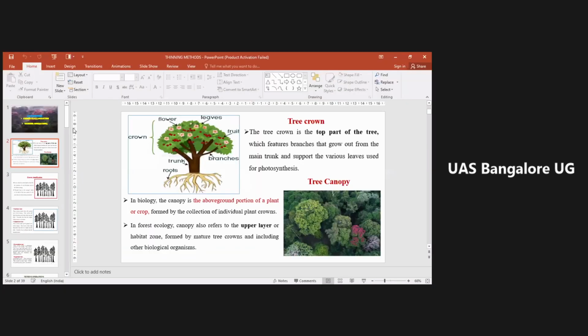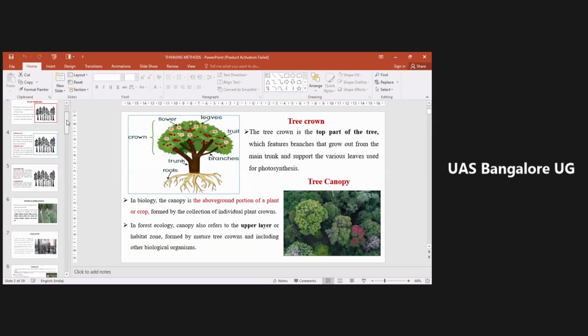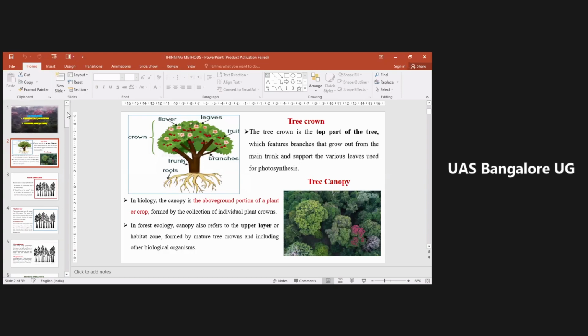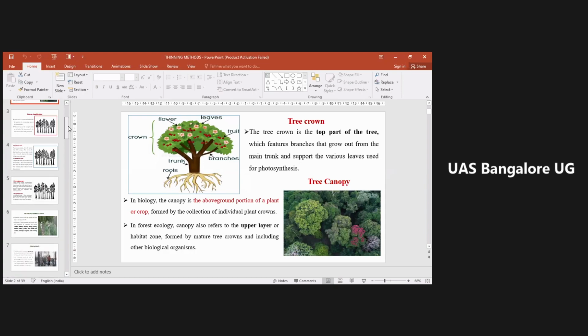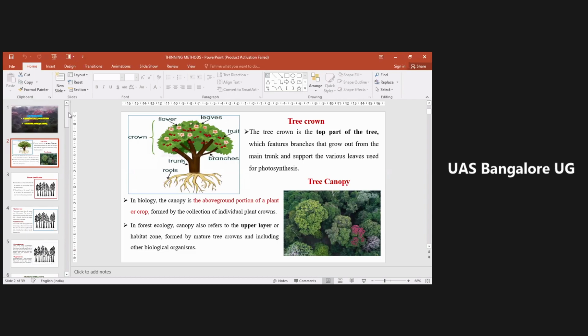So this is about crown classification and different tending operations. This completes the silviculture portion, and tomorrow I will start forest regeneration. If you have any doubt, you can ask me.